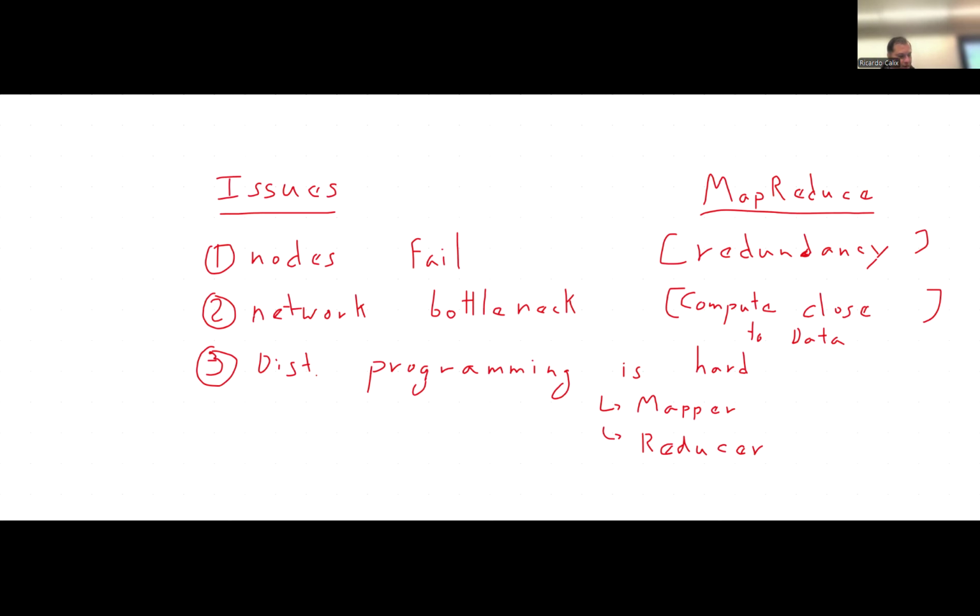So the distributed file system provides a global file namespace. It provides all the redundancy, all the availability, and distributes the data in batches.